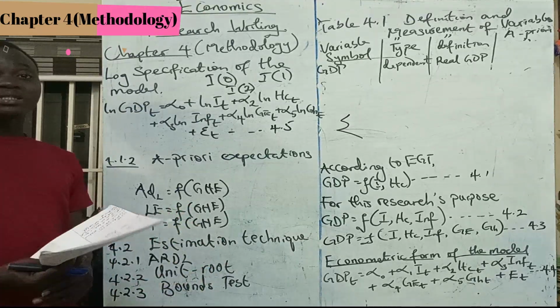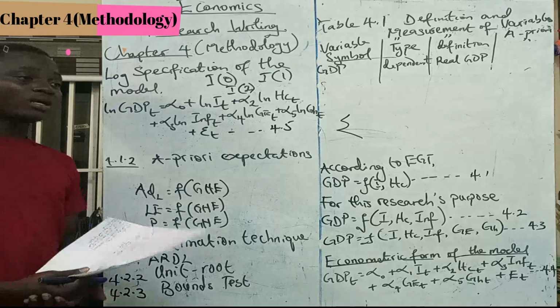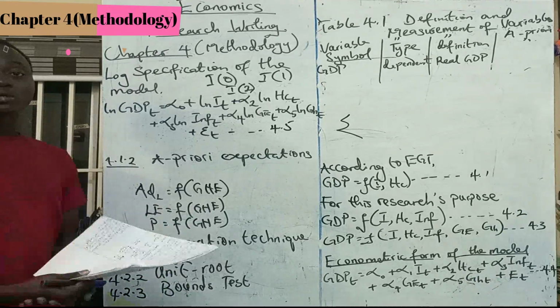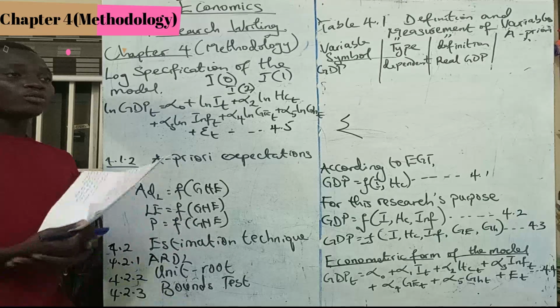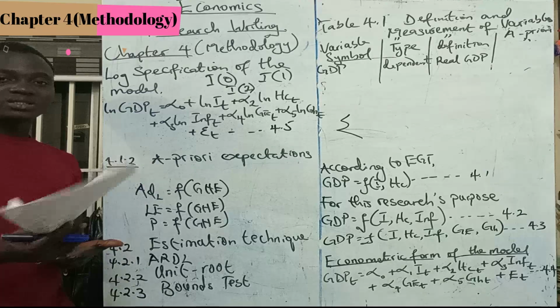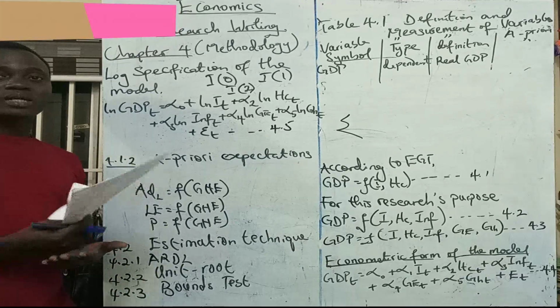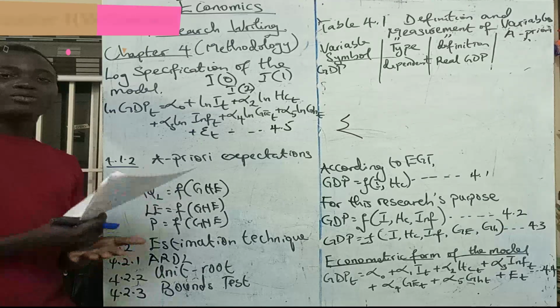Now depending on you, you might decide to use another estimation technique. You want to use VAR, you want to use vector error correction model, which is VECM. You want to use whatever you want to use. So what is the justification? On what basis do you use whatever estimation technique that you've chosen? So then how do you test?